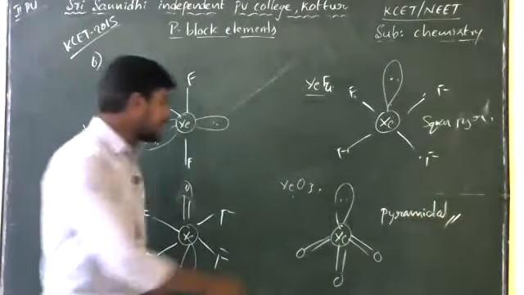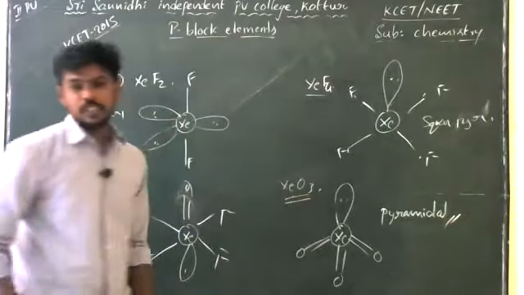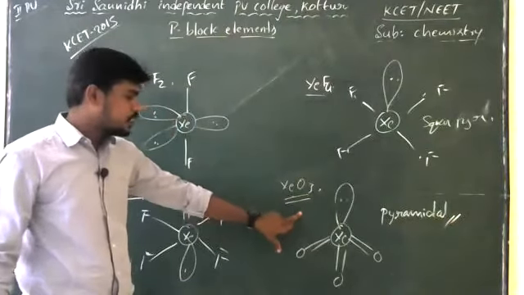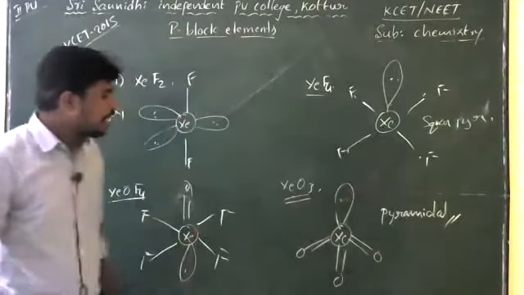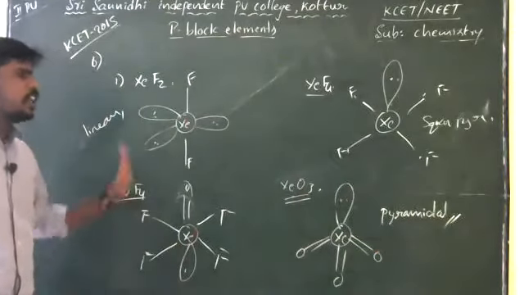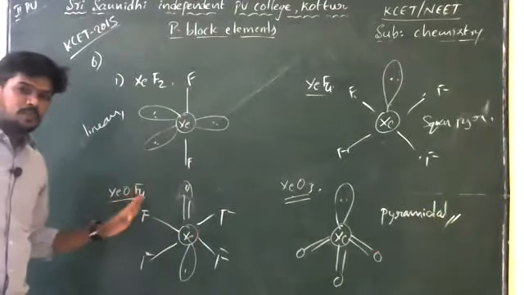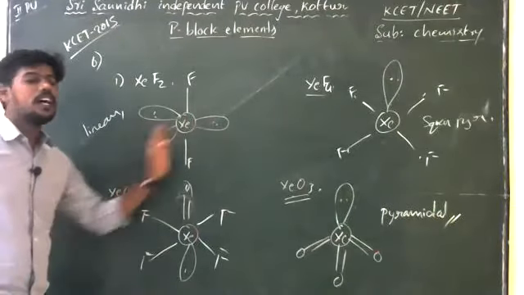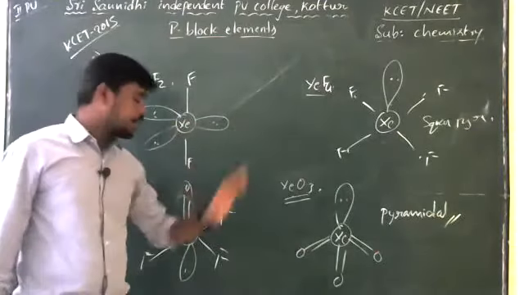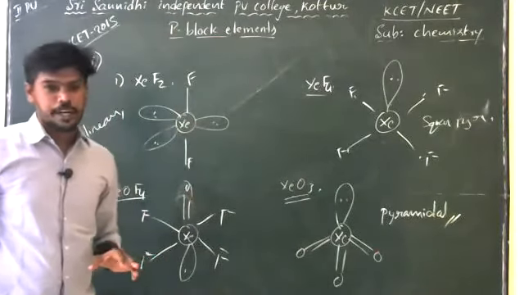And the answer is coming here. So XeO3 is the answer, because XeO3 shows the pyramidal structure. Okay? XeO3 is the answer. So we get interhalogen compounds given, the compounds of xenon and their structures with respect to their hybridization. Those are all very important.